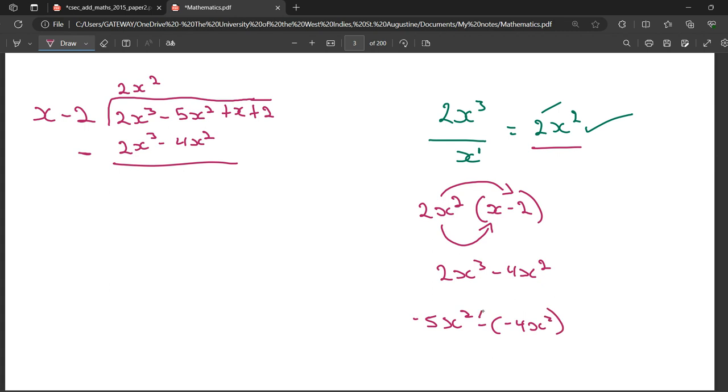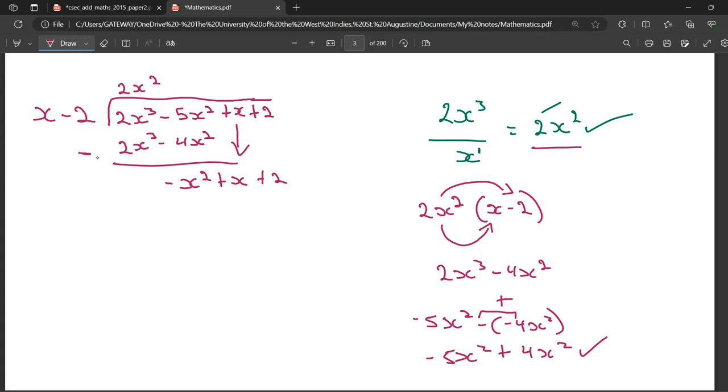But a minus and a minus in the middle will give a plus. So it's negative 5x squared plus 4x squared. That will give you negative x squared. You bring down your x plus x. You could also bring down the plus 2, nothing wrong with that.